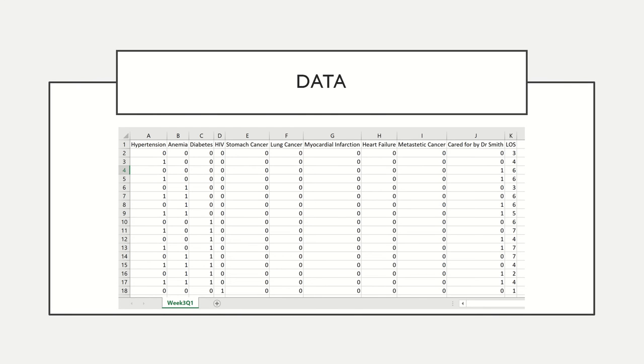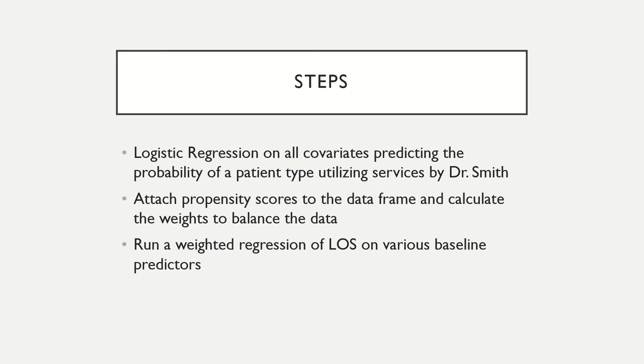The CSV file above shows the data that we will work with to complete this problem. In order to compare Dr. Smith's length of stay to peer group based on patients with similar diseases, we will complete 3 distinct steps. First, we will perform logistic regression on all covariates predicting the probability of a patient type utilizing services by Dr. Smith.